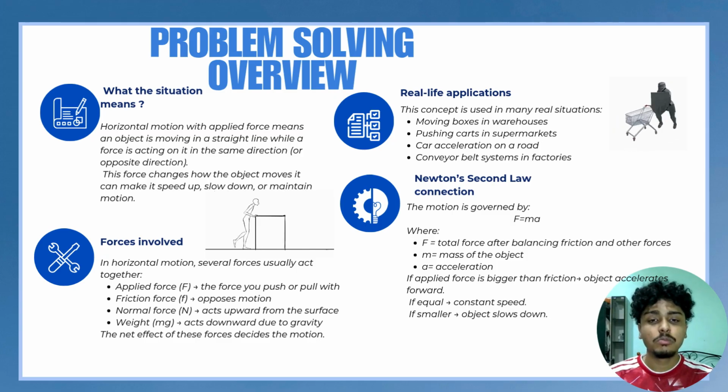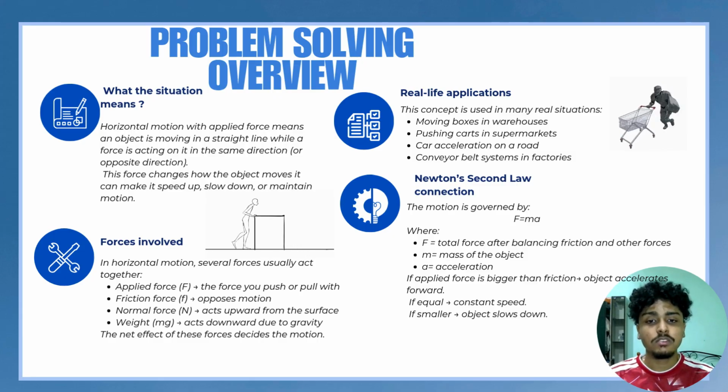I'm going to talk about the problem solving overview, what the situation means. Horizontal motion with applied force means an object is moving in a straight line while a force is acting in the same direction or the opposite direction. This force changes how the object moves. It can make it speed up, slow down, or maintain motion.